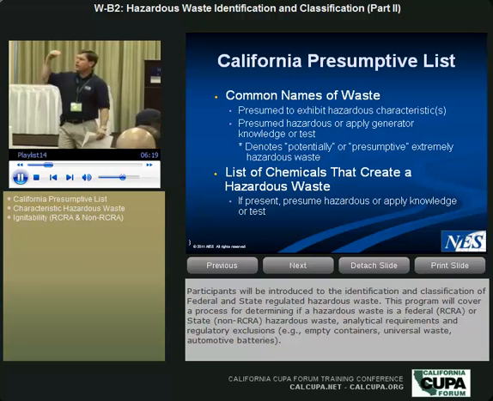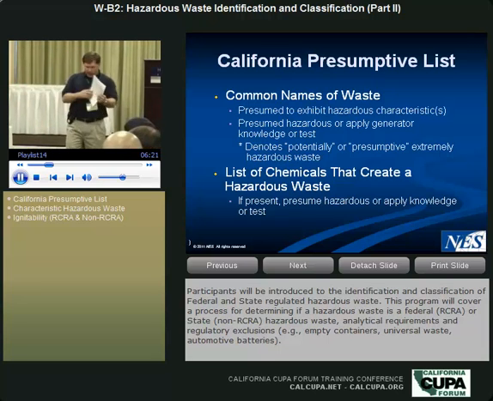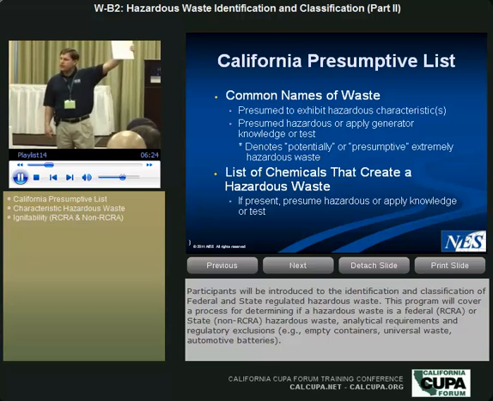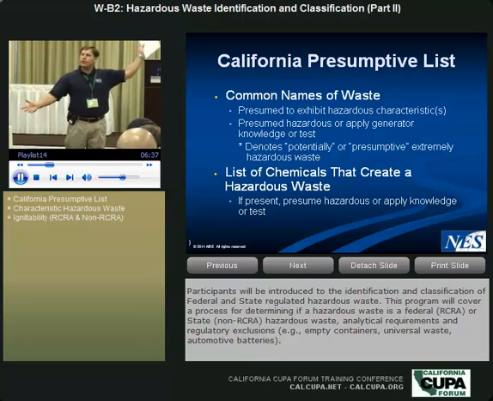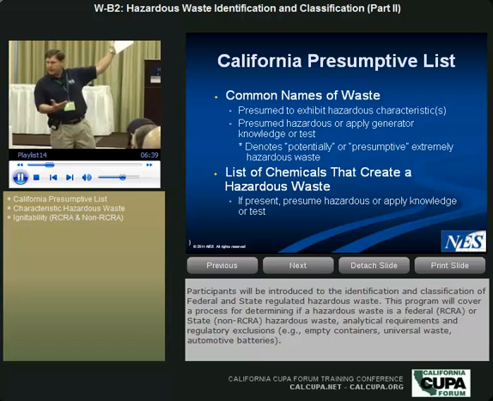Go get the lab waste. That's a common name. Look it up. There it is. It's presumed to be hazardous. Not that it is, but it's presumed, and it's likely it will be. State, federal, or both. If any of these chemicals is in the waste, it's presumed to be hazardous. Chances are it probably is if it's in high enough concentration, but not necessarily if it's not.